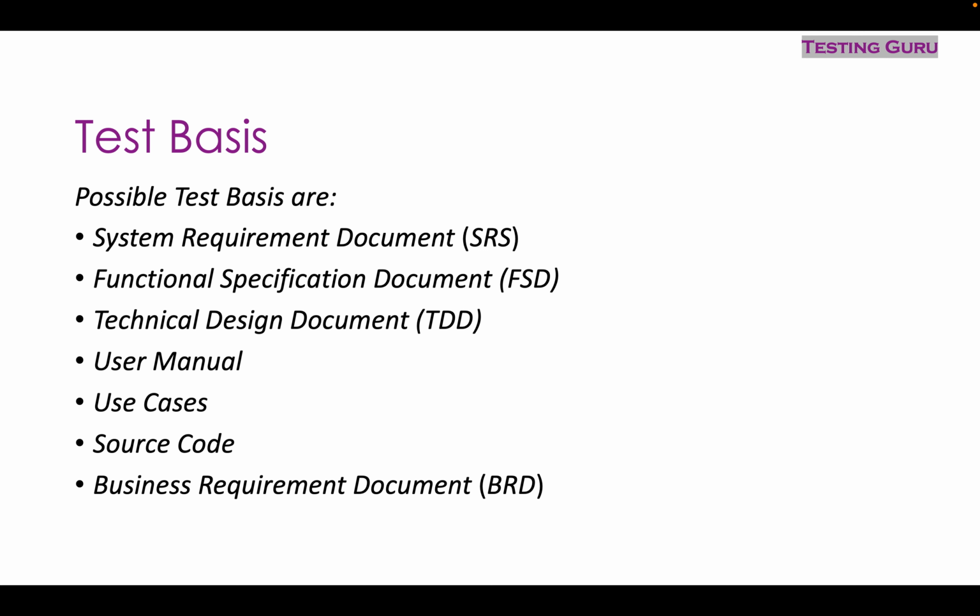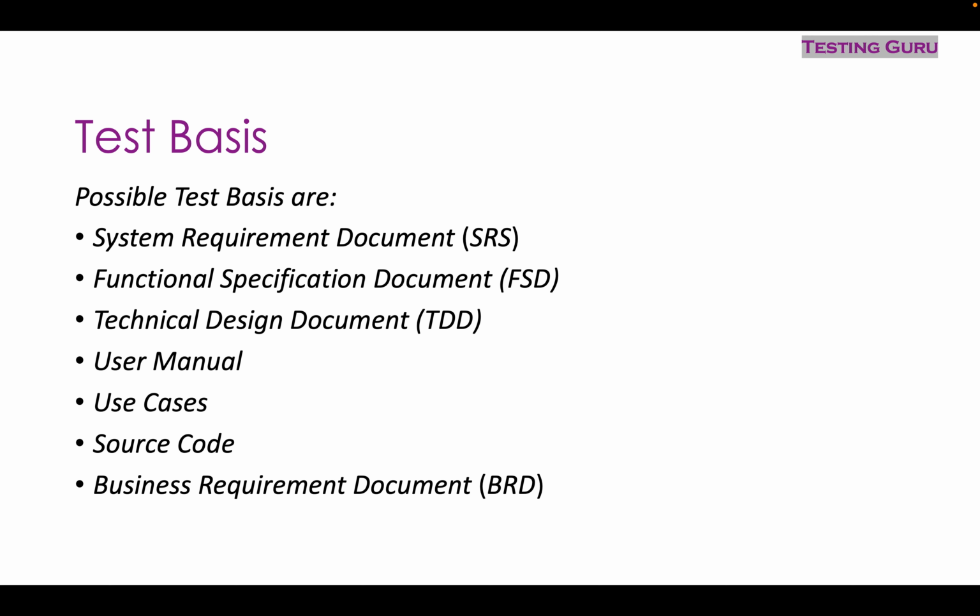The possible test bases are the system requirement document, also called SRS, the functional specification document, called FSD, the technical design document, called TDD, and user manuals, use cases, source code, and the business requirement document, called BRD. So there are different documents we refer to develop our test cases. These are some of the main documents testers usually refer to.